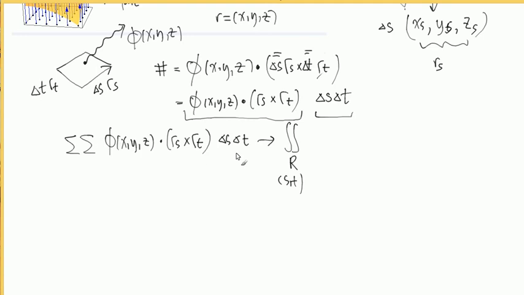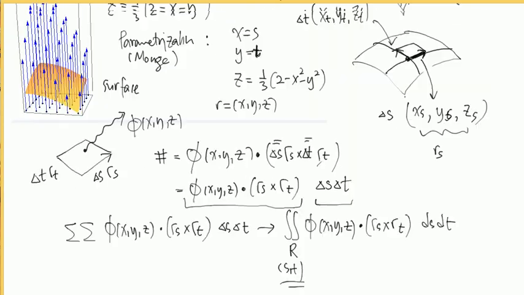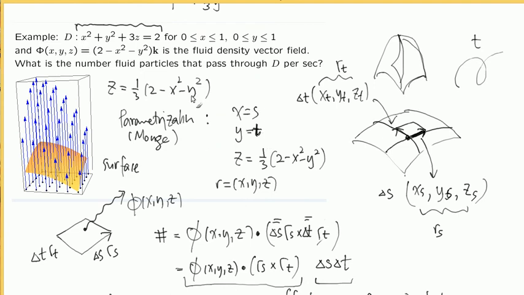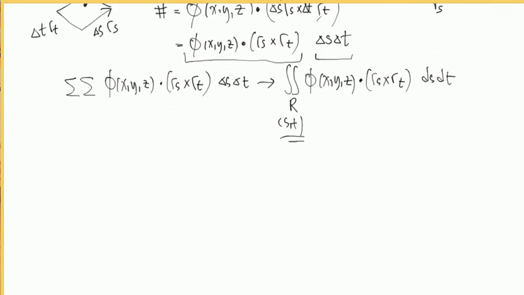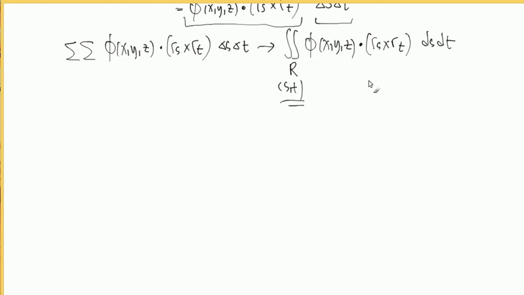And then we have to just copy everything down here. This function, fluid density vector dotted with RS cross RT, ds dt. This is a double integral over the parameter space. If you understand, S varies from where to where, and here S is exactly X, right? T is exactly Y, so that varies exactly between 0 and 1 here. So in that case, S varies from 0 to 1 freely, T varies from 0 to 1. That gives you this rectangular region there.